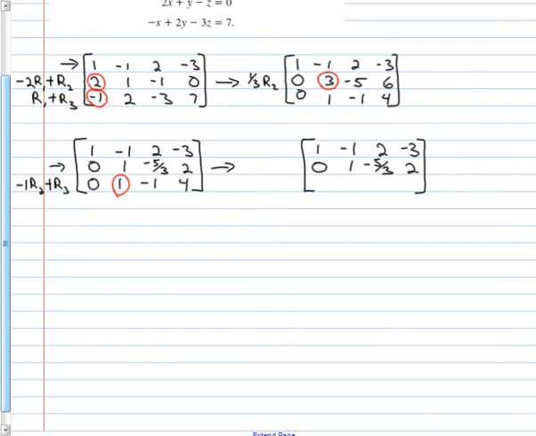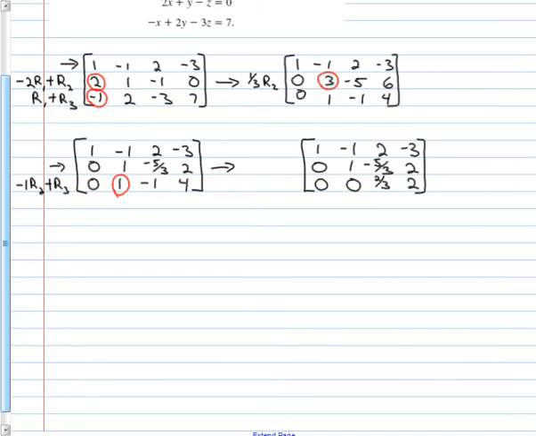So negative 1 times row 2 and add it. Well, 0 plus 0 is 0. Negative 1 plus 1, 0. Negative 1 times negative 5/3 is 5/3. 5/3 minus 3/3. What's 5 minus 3? 2/3. Let's see, negative 2 plus 4? Positive 2. Negative 1 times that 2, so negative 2 plus 4, 2. So we have to be careful with our mental math here.